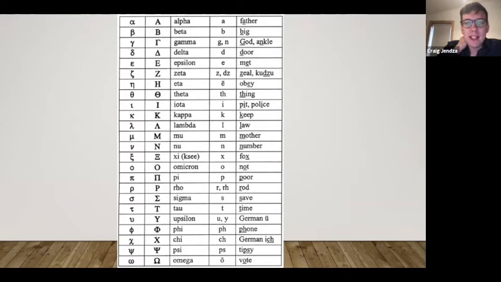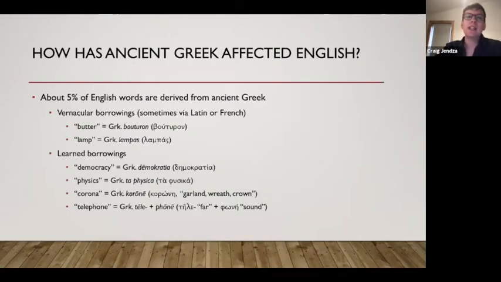This, as I said, was developed out of the Phoenician alphabet, but then from this, we've got our Latin alphabet, the alphabet we use developed out of this. Also other alphabets like Cyrillic, that's used to write Russian, for example. They all developed out of this Greek alphabet. So how has ancient Greek affected English? About 5% of our English words, of our entire language, is derived from ancient Greek. And I think that's crazy. That's a really high percentage.